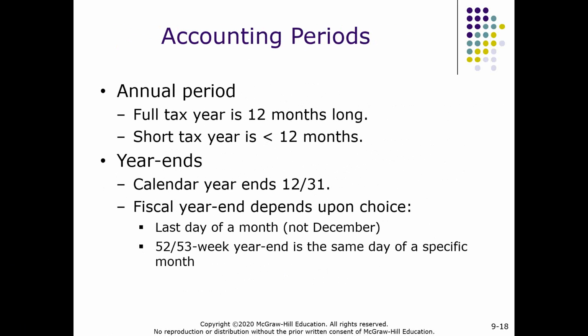Fiscal year depends on choice. So it's the last day of the month. Obviously not December, because if it was, it's a calendar year. But, for example, if I say we're going to have our fiscal year run through May, it has to end May 31st. You can't arbitrarily choose May 15th or May 1st. Can't do it. And I'm talking about from a tax perspective. You can do whatever you want on financial.